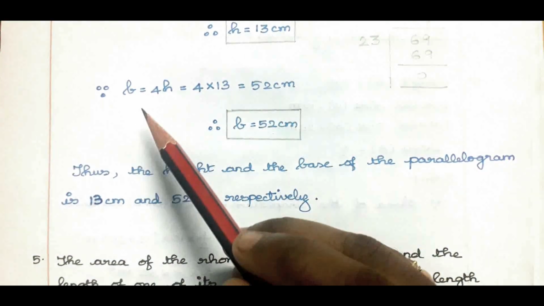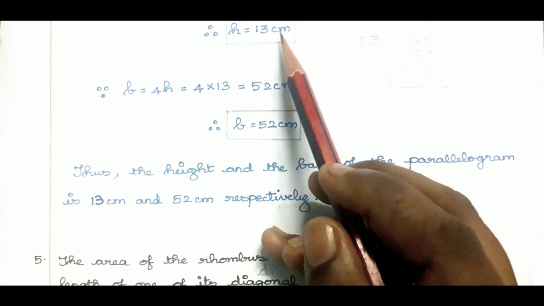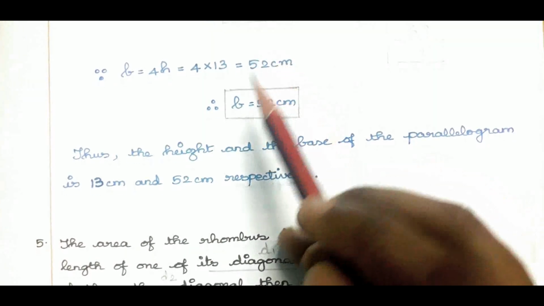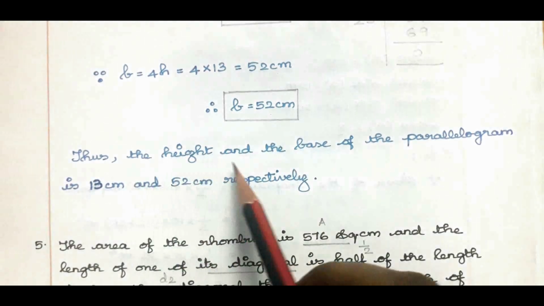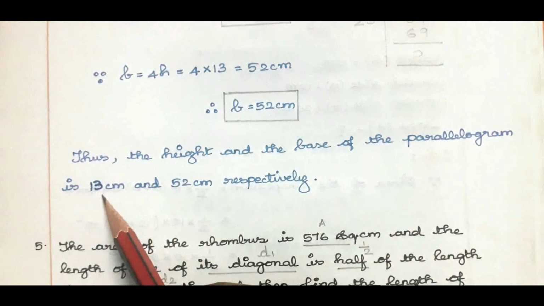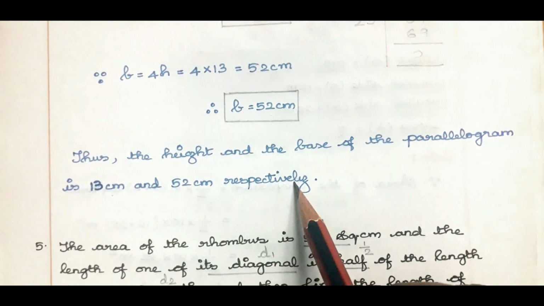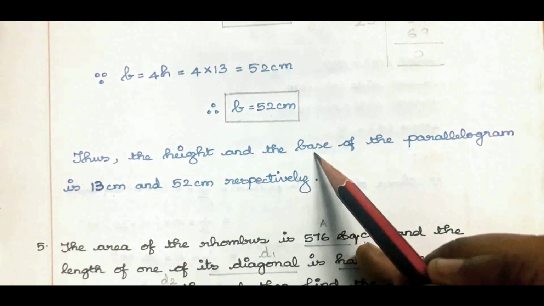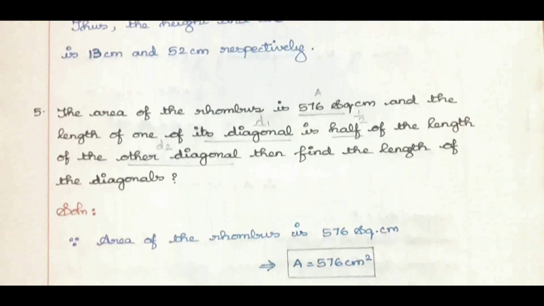Clear? Since we already know that b is equal to 4h, instead of h we found the value as 13. So 4 into 13 will give you 52 centimeter. From this we got b is equal to 52 centimeter. Thus the height and the base of the parallelogram is 13 centimeter and 52 centimeter respectively. Respectively means first value is for first, second value is for second. Clear? Yes. We'll move on to the fifth question.